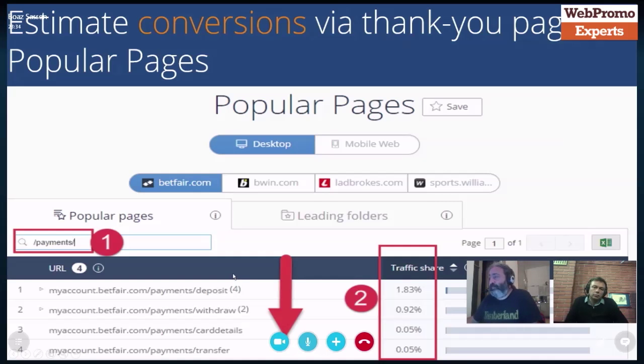I can compare Betfair to Bwin and Ladbrokes and so on if I want to choose maybe where to send my traffic. Or if I'm starting a new site, I get an idea for how big the market is or what I should be shooting for, what kind of conversion rate makes sense in my market.